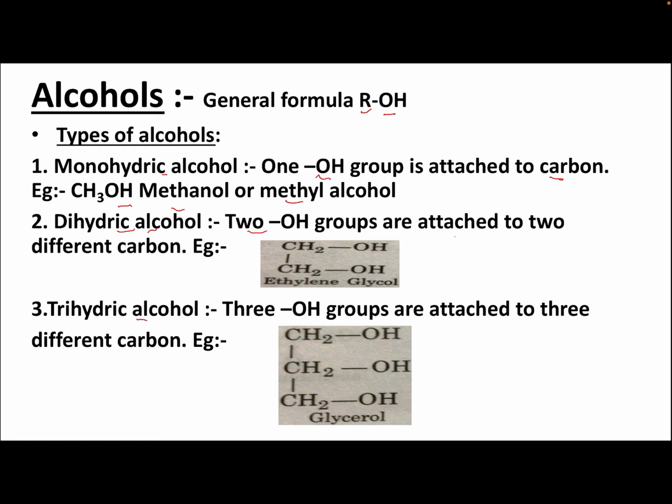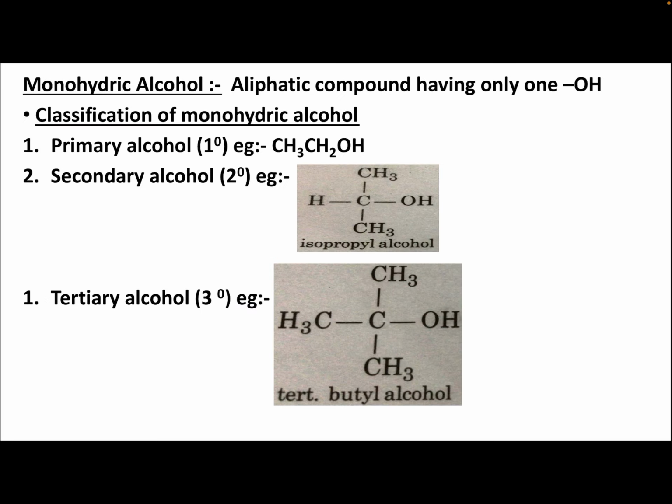In dihydric alcohol, two OH groups are attached to two different carbons. Example, ethylene glycol, CH2OH-CH2OH. This is an example of dihydric alcohol. Next, trihydric alcohol. Three OH groups are attached to three different carbons. Example, glycerol, CH2OH-CHOH-CH2OH. This is a trihydric alcohol.